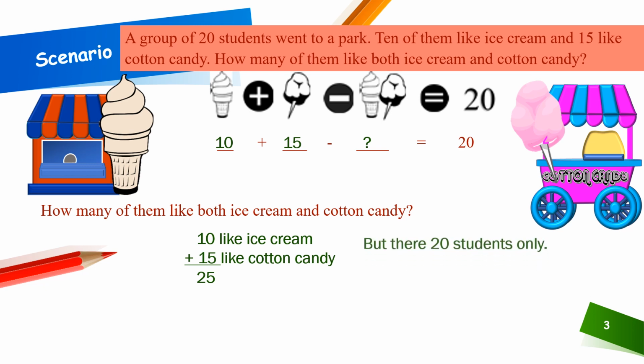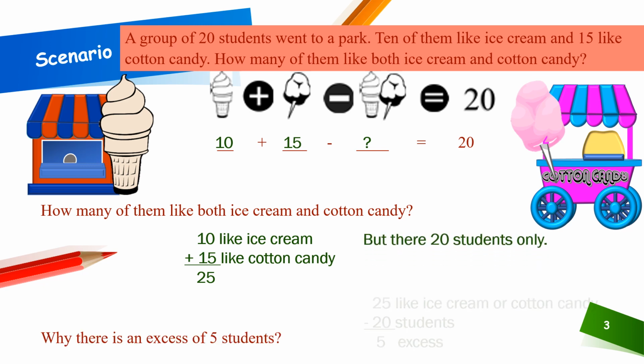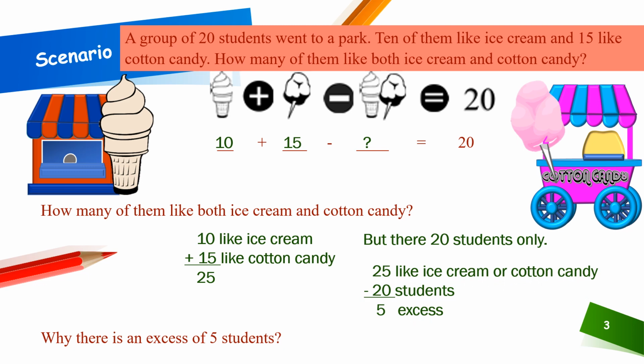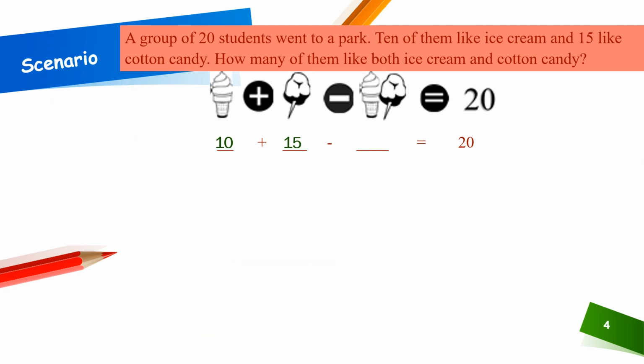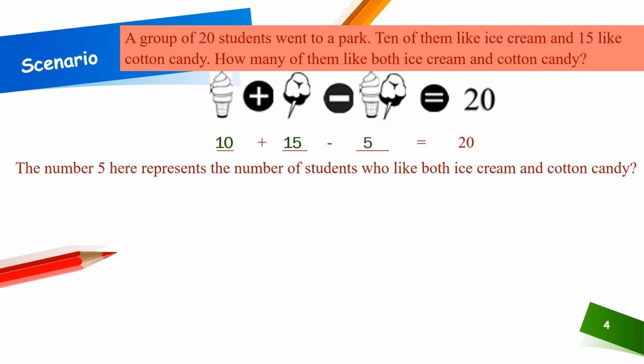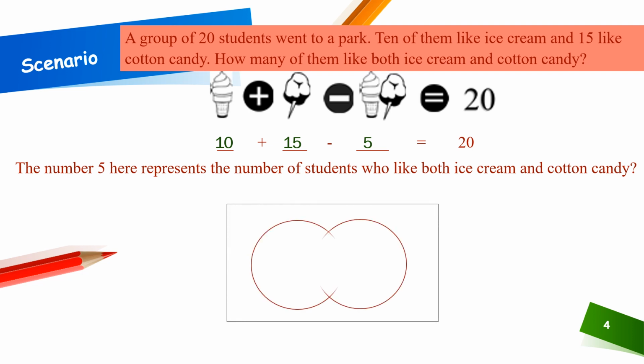Hindi equal sa bilang ng students na 20. May sobrang 5 base sa original na bilang. Ano nga bang ibig sabihin ng excess natin na 5 students? These are the 5 students who like both ice cream and cotton candy. Ngayon, gumawa tayo ng Venn diagram para mas maipakita ang mga tamang bilang. Since the 5 students like both ice cream and cotton candy, we will place them at the intersection.